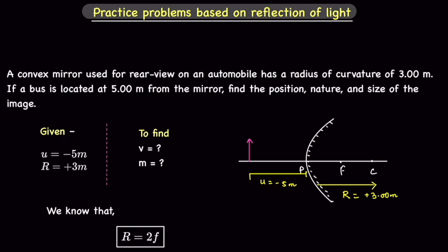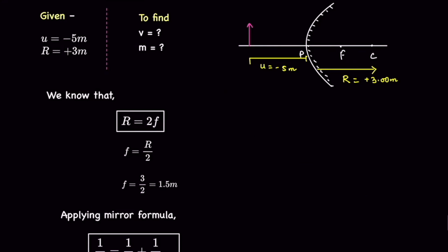So we first write the given values. U is equal to minus 5, R is equal to plus 3. We have to find the value of v, the position of the image, and its magnification m, because in the question we have to find the nature and the size of the image. First we will find the position of the image, which is v. We know that radius of curvature is equal to 2 times the focal length.